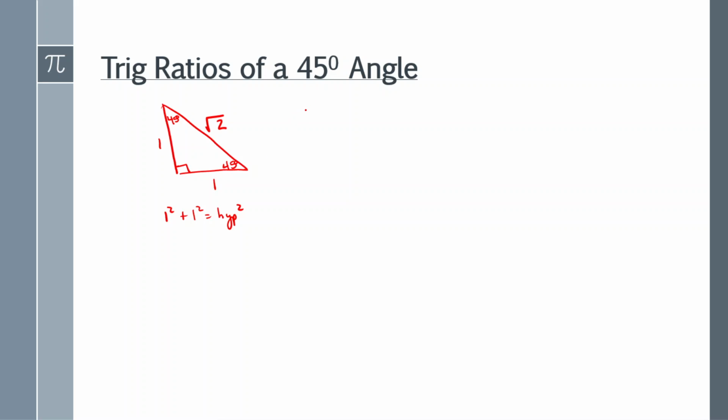And let's see if we can figure out the cosine, the sine, and the tangent of 45 degrees. So we're going to let my angle be 45, and we're going to plug these in. So the opposite and the adjacent are both 1. So I'll have 1 over the square root of 2. Now if we rationalize that, we get square root of 2 over 2.